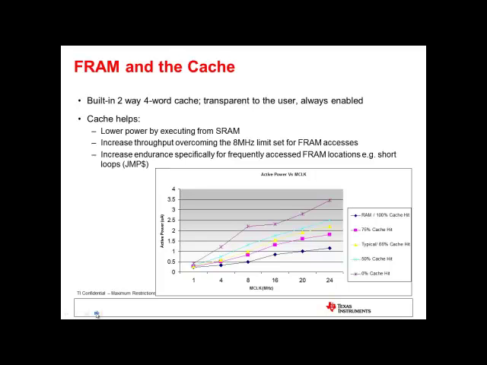Therefore, we should keep in mind that an application should be written to use the cache as efficiently as possible. For example, writing short, efficient loops can ensure optimal usage of the cache, thereby maximizing system throughput and lowering average system power.